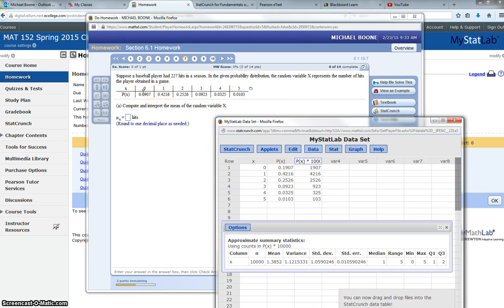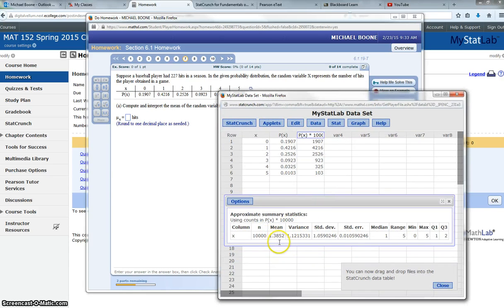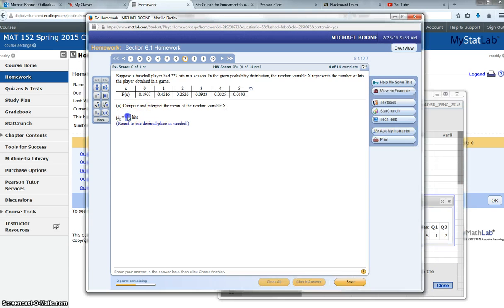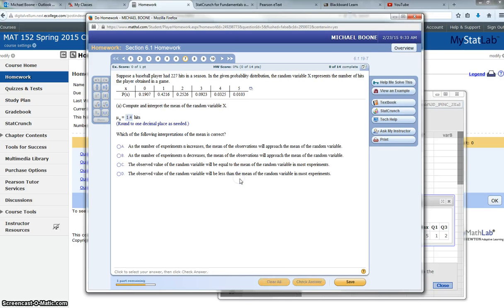That means for this particular question, this is the number of hits obtained in a game, right? The number of hits. So most players are going to, during a game, get about 1.3852 hits. To 1 decimal place would be 1.4 hits. And it says, good job.